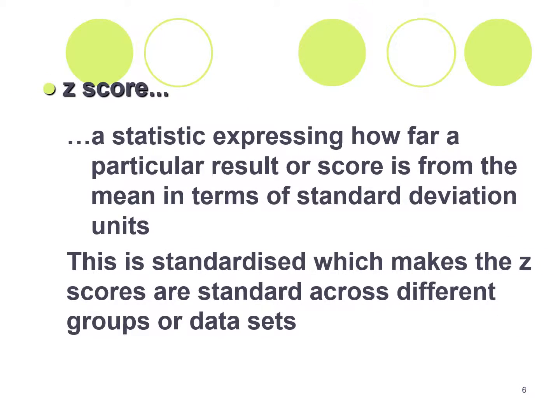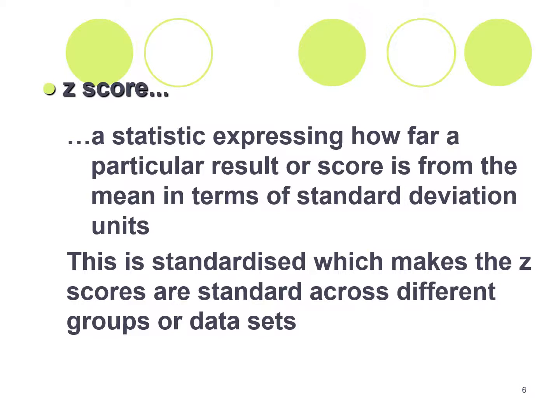Okay, taking a look at Z-scores. It's a statistic expressing how far a particular result or score is from the mean, but in terms of standard deviations. How many standard deviations is the piece of information you're looking at from the mean? How far away from the mean is it?